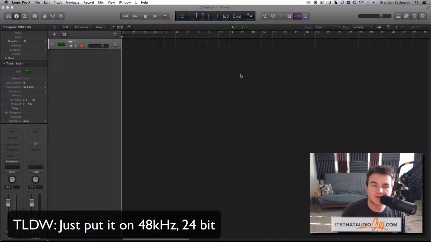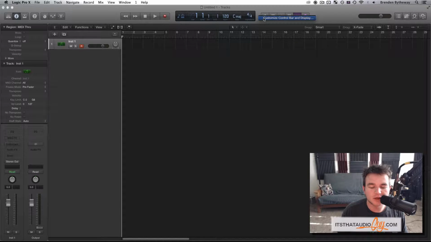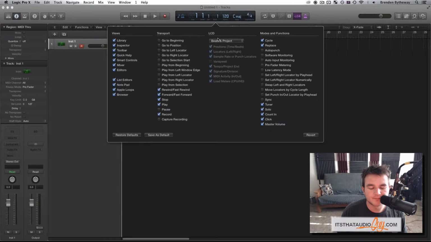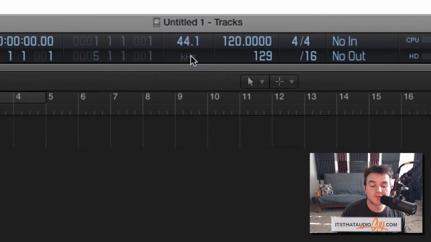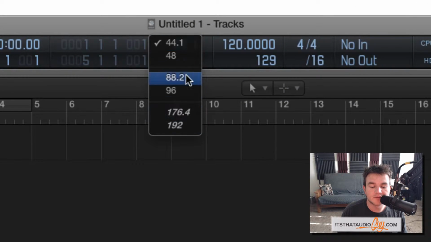Today I'm going to be talking to you about sample rates and which one should be best for your project. So let's just jump in and figure out where that is first in Logic. We're going to right-click, Customize Control Bar, Custom, and make sure this thing is selected, okay? Right here it says 44.1 kilohertz, and we have all of these options.